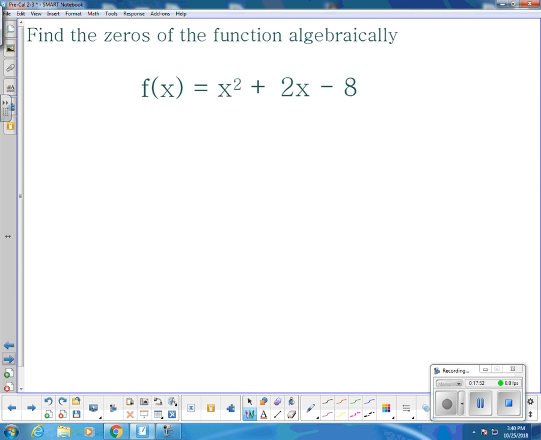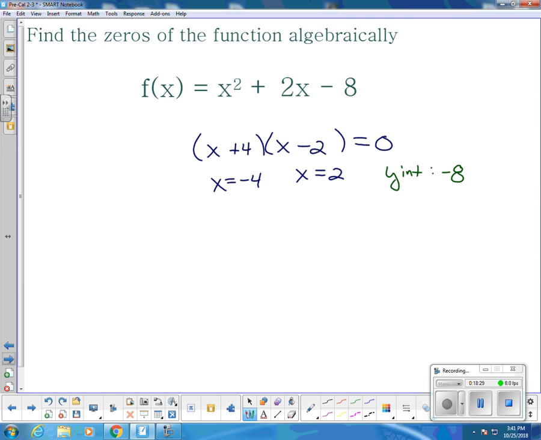So let's try another one. We're going to factor this guy. It's just a quadratic, so this is going to be pretty easy. You already have it in your head what it looks like. Factors of 8 that subtract to 2 would be a 4 and a -2. We should be able to get those zeros without setting them each equal. So x plus 4 equals 0 gives me -4, and x minus 2 equals 0 gives me a 2. My y-intercept is -8. It's always this constant when you're looking at it in standard form.